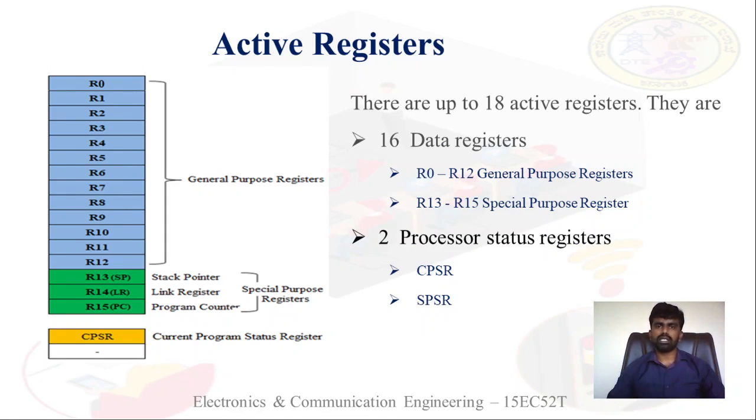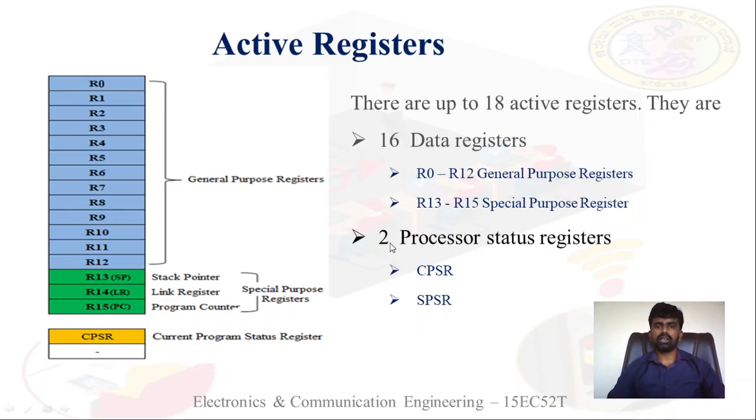One is general purpose registers and the other is special purpose registers. From R0 to R12, there are 13 general purpose registers. These are used to process the data. And R13, R14 and R15, these three are special purpose registers. So these are called special purpose registers.